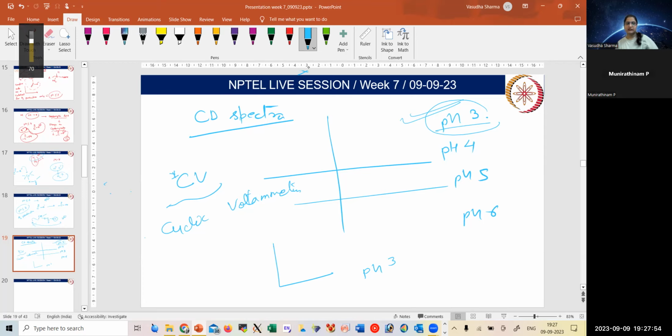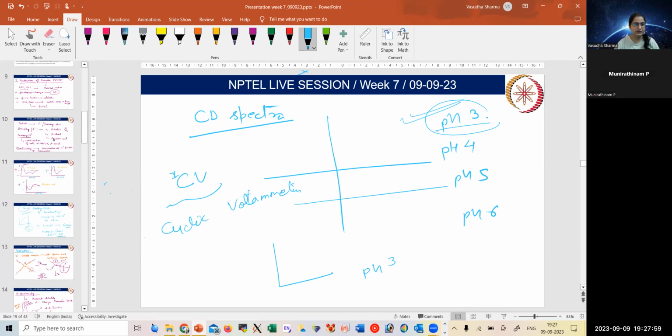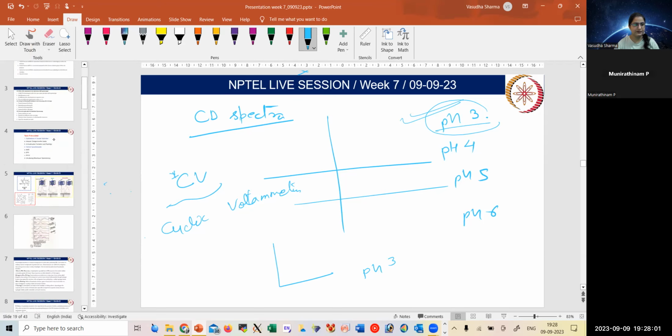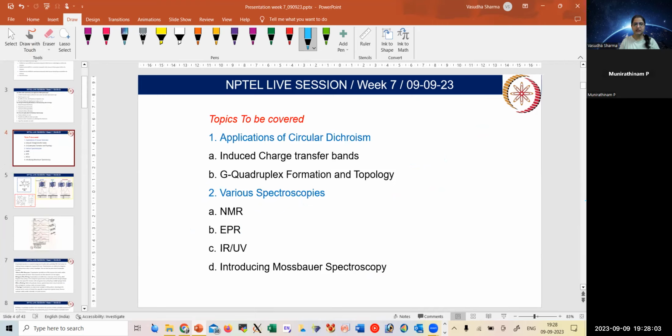So now there is another part, as we said, of the topics that we have to cover. We talked about the induced charge transfer bands, and we also saw how we can distinguish with respect to the pH, how we can say that it would be giving more H2 production or not. So these are certain examples. Similarly, if you understand the concepts of the amino acids and the chirality related to that and circular dichroism, then the job is halfway done.